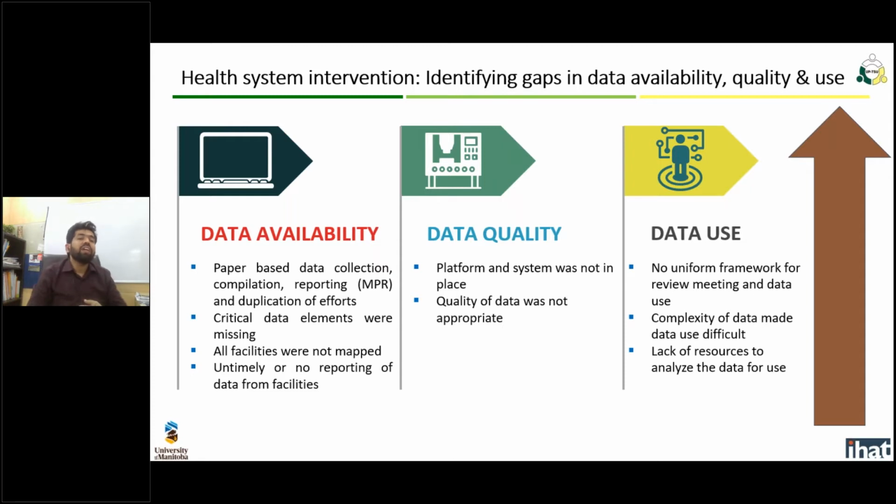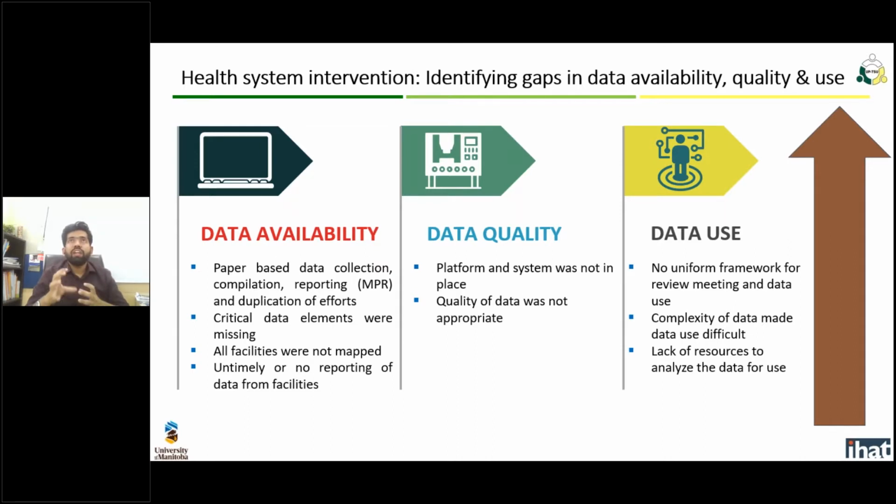The second thing we saw in data availability is that many of the critical data elements which program managers actually use to take decisions were not available in the system, due to which many times reviews were not able to happen on the things on which decisions needed to be taken. Many of the facilities were not actually mapped in the system, due to which we were not able to get all the data, and timely data availability was definitely one of the challenges.